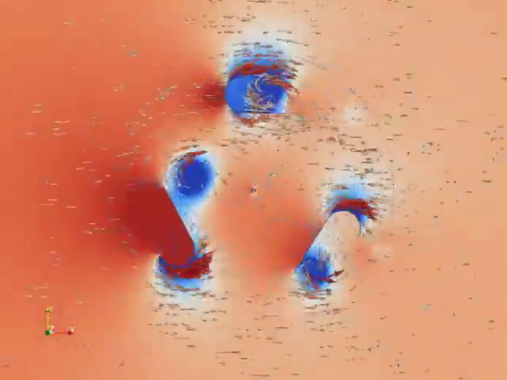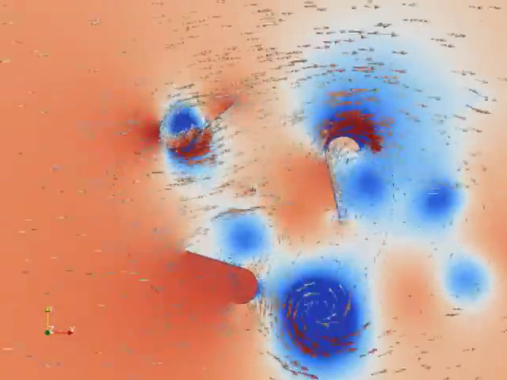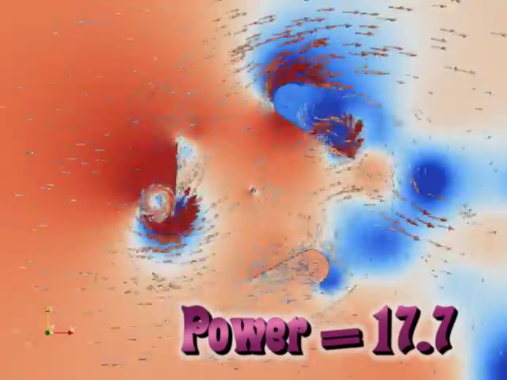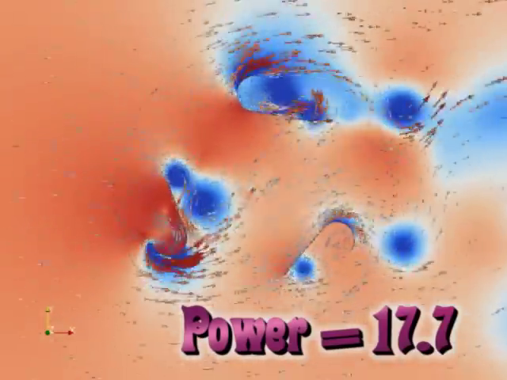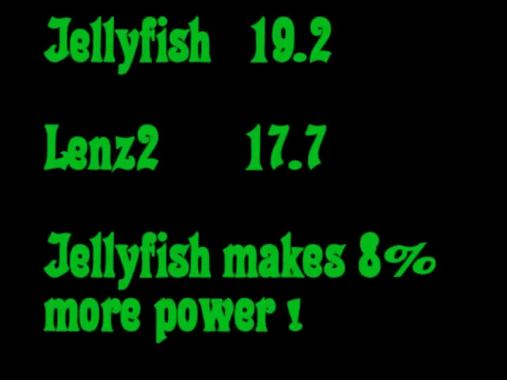I went back to my high quality lens simulation and got the power number from that. I compensated for the slightly different turbine sizes and ended up with a power number of 17.7. I was really surprised to see that the jellyfish beat the lens. In fact, this is the first time I've ever seen anything beat the lens.